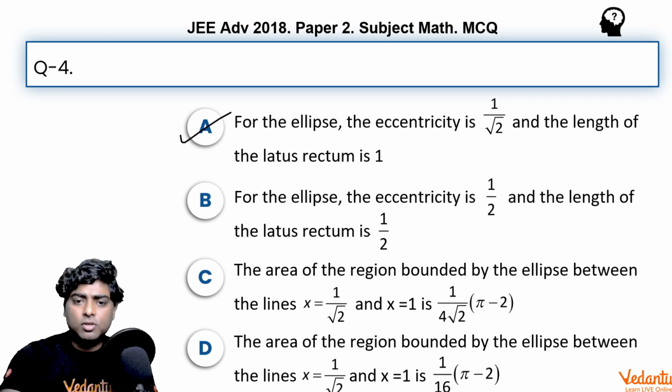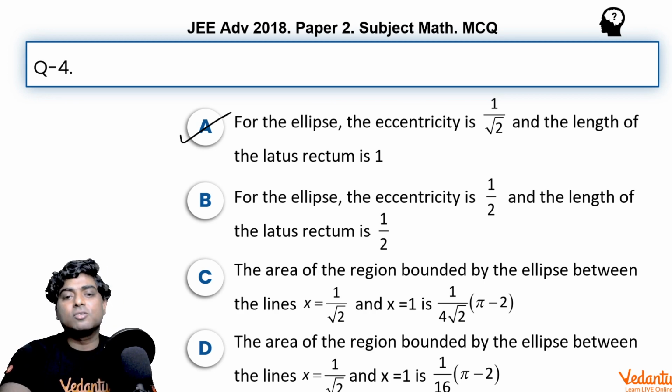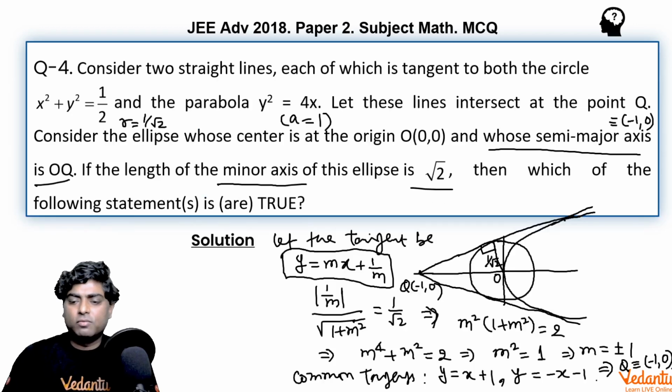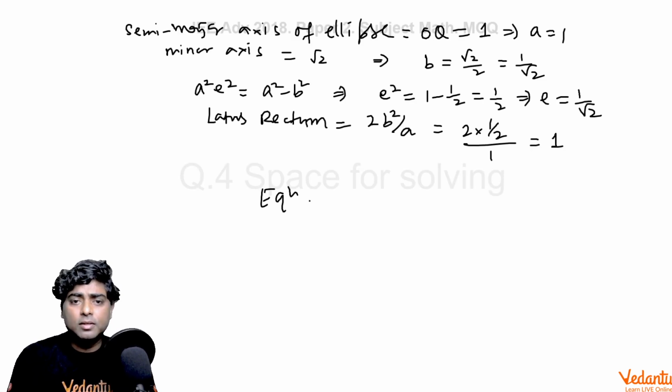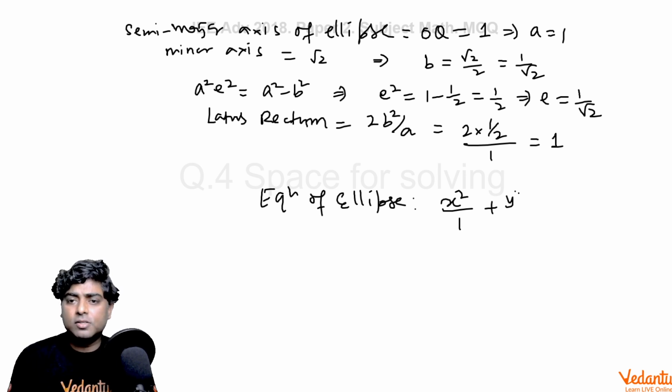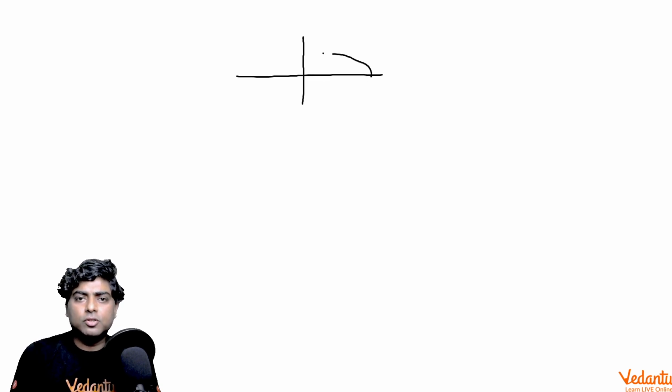Coming to option C or D, the area of the region bounded by the ellipse between the line x equal to 1/√2 and x equal to 1. If I write the equation of the ellipse, it would be x square by A square, that is 1, plus y square by B square, that is 1/2, is equal to 1. Now, to find the area, if I plot it, we should show the area which is required to be found.